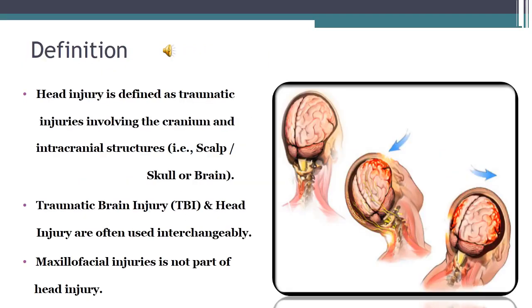Head injury is defined as any traumatic injury that involves the cranium and intracranial structures, that is, involving the skull or brain tissue. Traumatic brain injury and head injury are often used interchangeably. You have to know that maxillofacial injury is not a part of head injury.